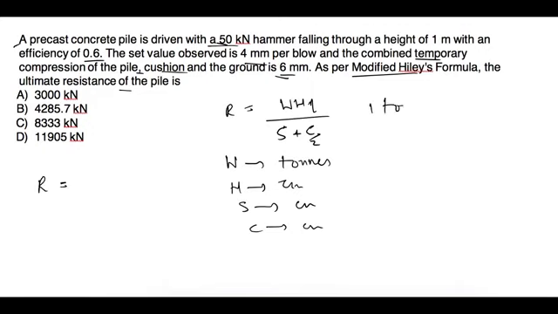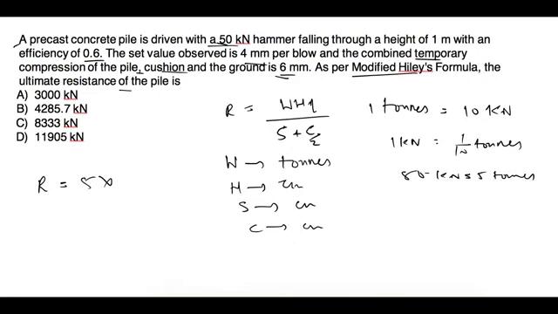So 1 ton is equal to 10 kilonewton, and so from here 1 kilonewton is equal to 1 by 10 tons. So 50 kilonewton is equal to 5 tons. That is our load. So 5 into H, which is 1 meter, that is equal to 100 centimeter. Efficiency is given as 0.6 divided by S, which is 4 mm per blow, so we'll write it in centimeter, that is 0.4, and value of C is given as 6 mm, that is 0.6 upon 2.